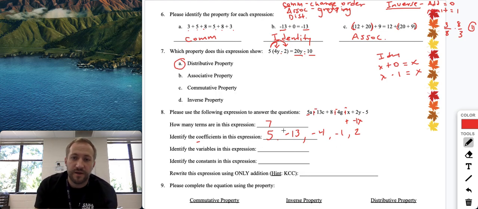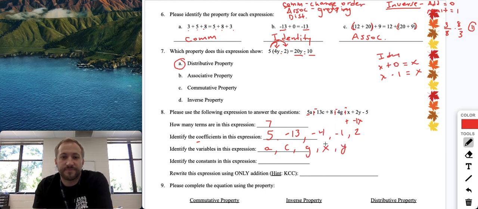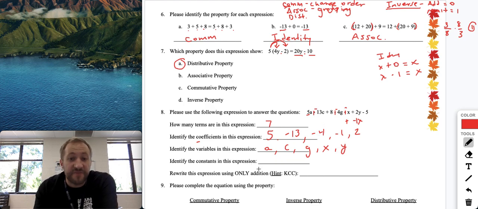Identify the variables. The variables are the letters. So I have an A, I have a C, I have a G, I have an X, and I have a Y. It's all the variables in that expression. Identify the constants. Let's see, constants are numbers that are constantly alone, completely by themselves. Let's see, that has a variable, that has a variable. Oh, this one, 8, no variable, that's a constant. Let's see, that has a variable, that has a variable, that has a variable. Oh, this one doesn't. But remember, this is plus a negative. That's really a negative 5 right there.